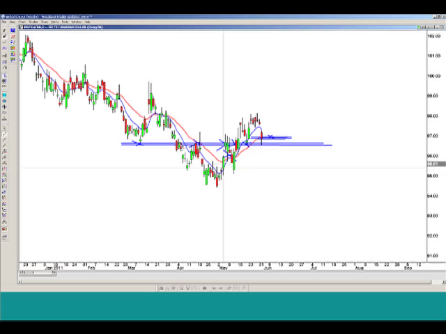And then what I'll do is I'll look for tests of key resistance levels for taking profits, and I would look for a close below this moving average for taking profits rather than waiting several days for the moving averages to cross over. So hopefully that gives you guys a little bit of insight in terms of what we're talking about here.